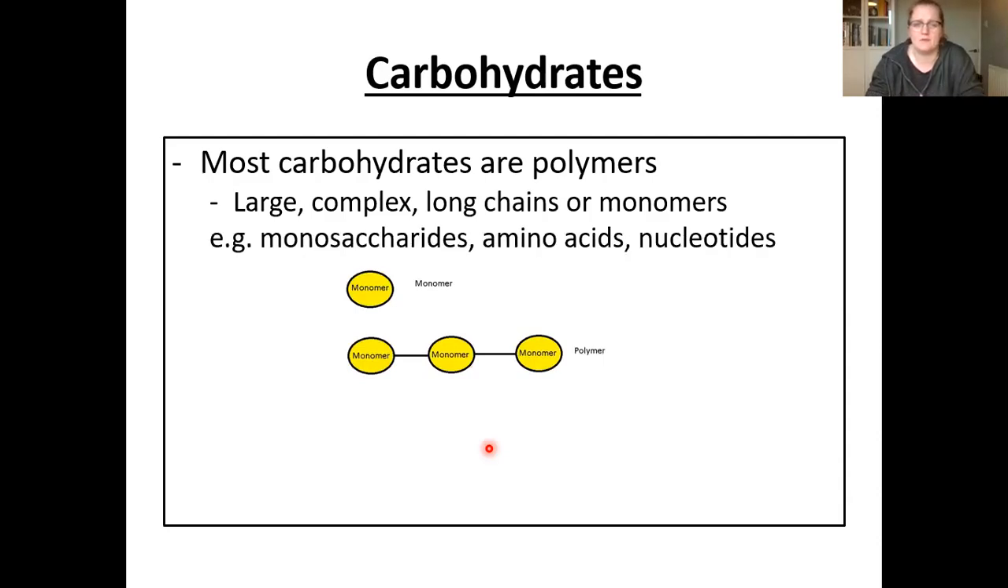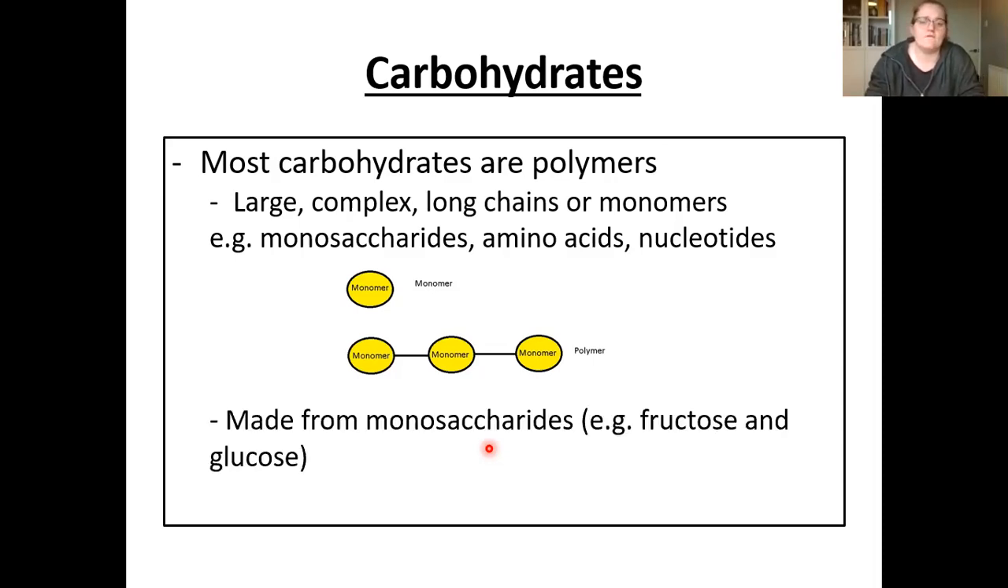So for example, like we said before, some examples of monomers are nucleotides, amino acids, and monosaccharides, which are the monomers of our polymers here. Carbohydrates are made from monosaccharides. The prefix mono means one, di means two, tri means three. So a monosaccharide is like a monomer, a singular, such as fructose or glucose. They join together to make a more complex carbohydrate.